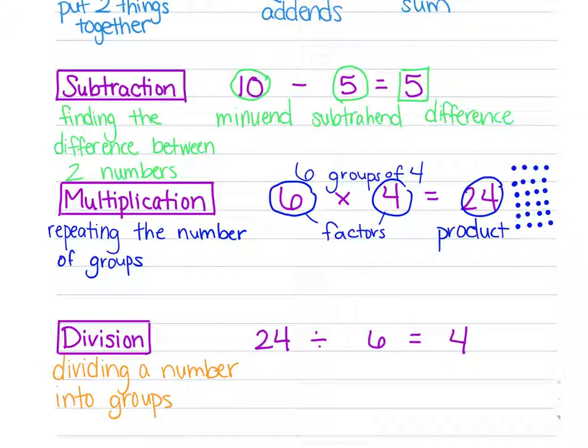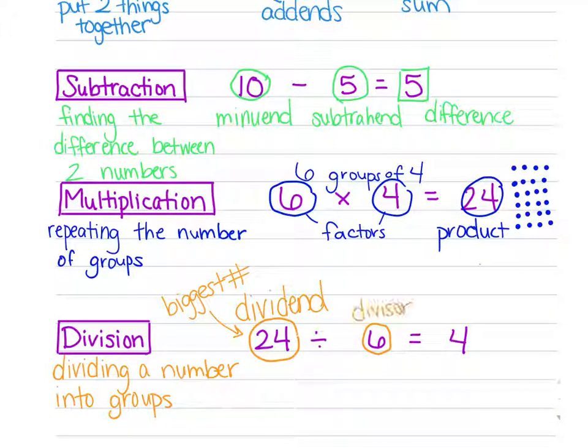Now, there are three parts of a division equation. The largest number is called the dividend. So that's the biggest number. Now, you're going to divide it by the divisor. And your answer will be the product.